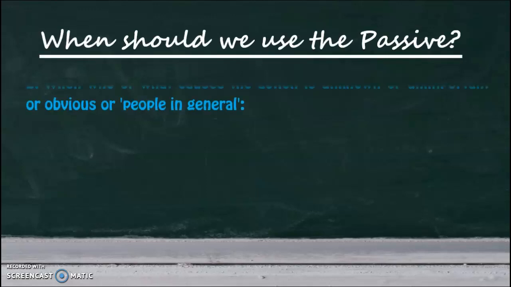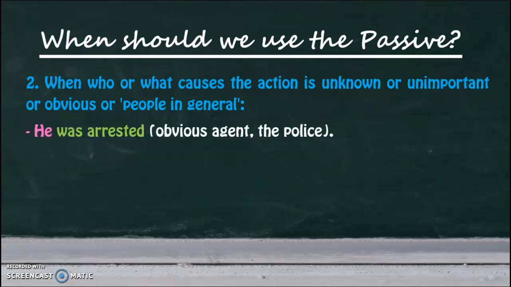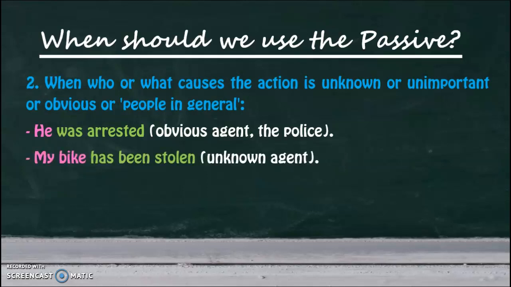Also, when who or what causes the action is unknown or unimportant or obvious or people in general. For example, he was arrested. Was arrested is the passive voice and it's obvious because the police arrested him. My bike has been stolen. It's a no agent.